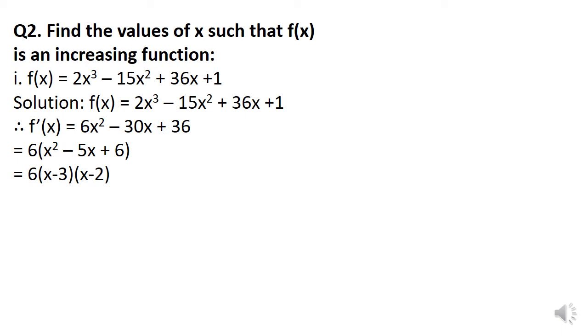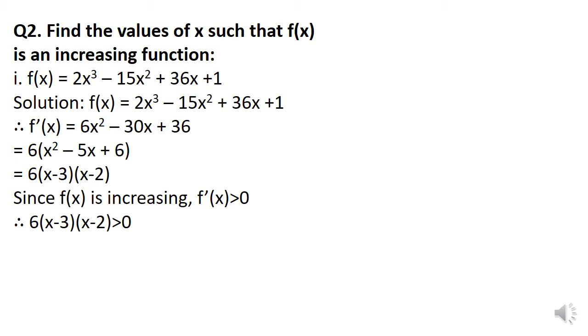Then if f(x) is increasing, then f dash x is positive. We write it like this: f dash x is greater than 0. That means this function, that is 6(x minus 3)(x minus 2), is positive, greater than 0. Take 6 to the RHS, it becomes 0 upon 6, which is 0. Thus we get (x minus 3)(x minus 2) greater than 0.